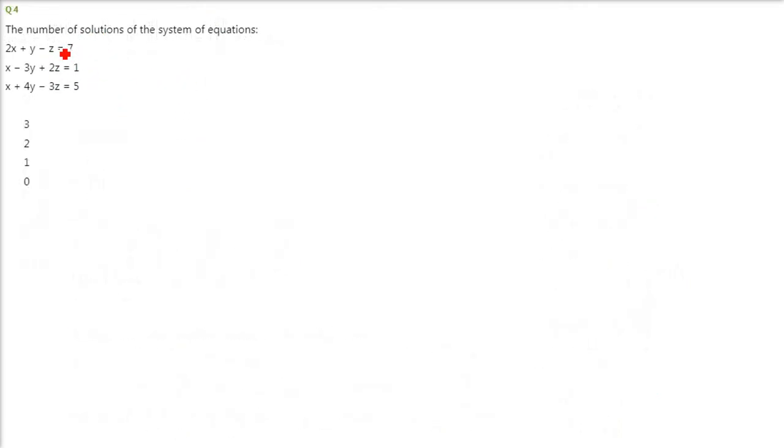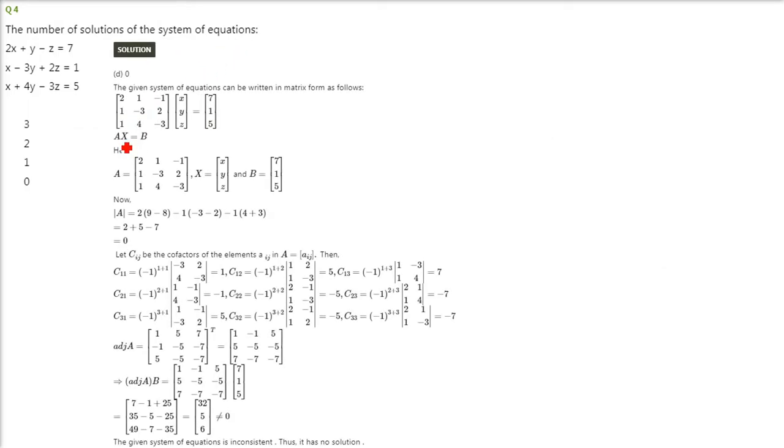The number of solutions of the system of equations. So same thing you have to do. But since the determinant of A is coming as 0 in this case, we will find the adjoint of A and multiply it by B. So 7, 1, 5 is B, and you will see that the final result is not equal to 0. That means this given system of equations is inconsistent. So you will just say it has no solution.